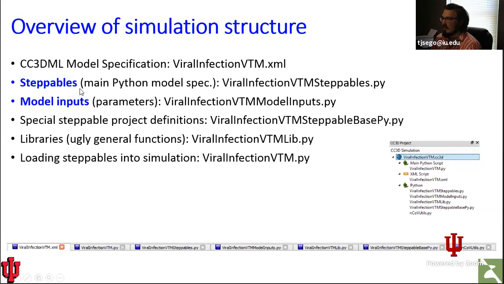Secondly, all model input parameters are defined in an additional Python script called viral infection VTM model inputs.py. This is the script that we messed with a little bit last week in our first session. So when we change actual model parameters or simulation-specific preferences that are defined in Python, which we'll do a little bit today, we'll change those values and variables in this model inputs script.